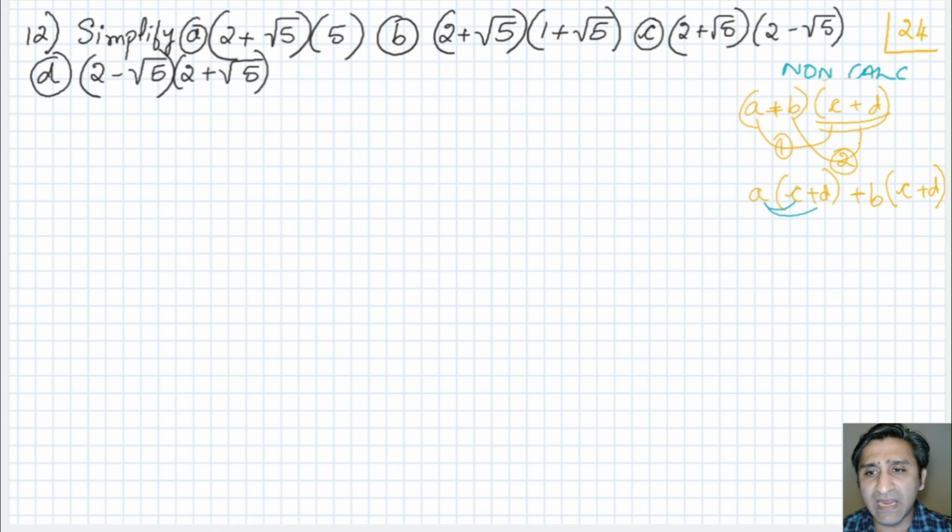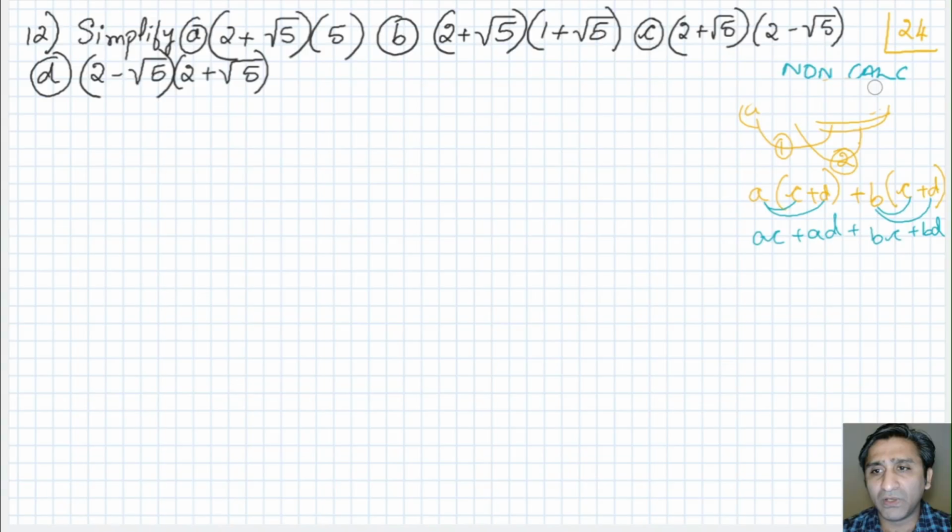A to C and A to D, and B to C and B to D, the signs are taken care of in between. So you have AC plus AD plus BC plus BD. Okay, right, wonderful. So with this, I think we should be able to solve these problems.